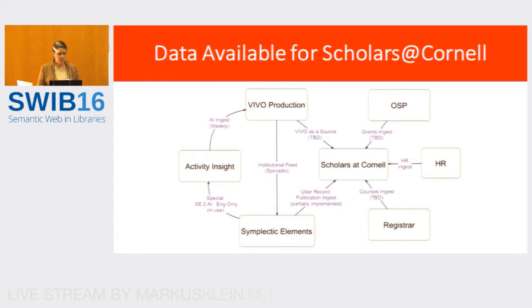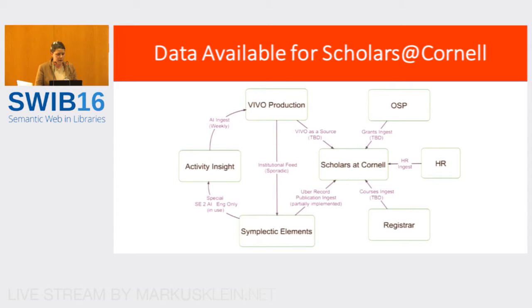Scholars at Cornell right now pulls data from a couple different sources. We have our existing Vivo production instance, which we're looking at to see if we can possibly pull and leverage some data from that. Vivo, again, is our faculty profiling researcher system. It's got some data in it. Can we pull that? Can we clean it up? Can we get it usable for this new system?